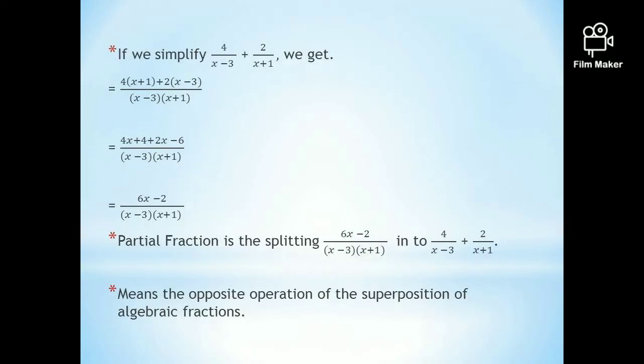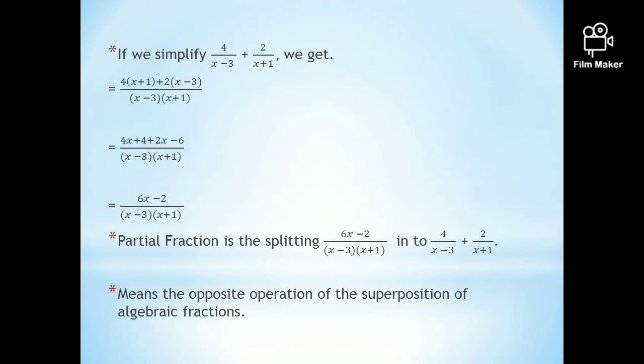Before we start to learn partial fractions, let's try to simplify these algebraic fractions. Here we have to add 4 over x minus 3 to 2 over x plus 1. Initially you have to get the LCM of these denominators, x minus 3 into x plus 1. So the denominator would be x minus 3 into x plus 1.